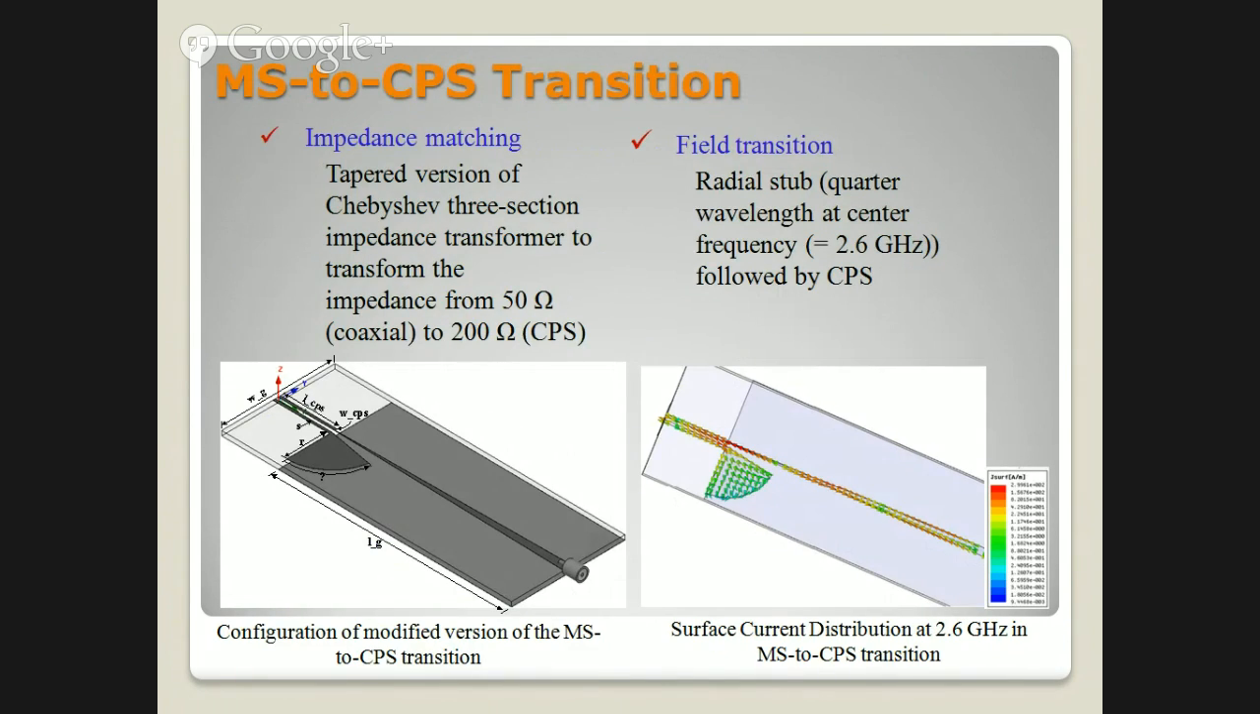It consists of two sections. The impedance matching section has a tapered version of a Chebyshev 3-section impedance transformer to transform the impedance from 50 ohm to 200 ohm. The other section is the radial stub, which is a quarter wavelength long at 2.6 gigahertz, the center frequency of the antenna. At 2.6 gigahertz, I have plotted the surface current distribution. Here you can see that at 2.6 gigahertz the current has approximately equal magnitude at the CPS and the currents are opposite in direction.